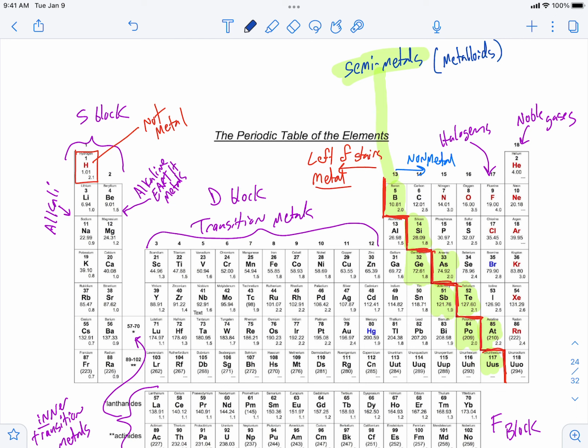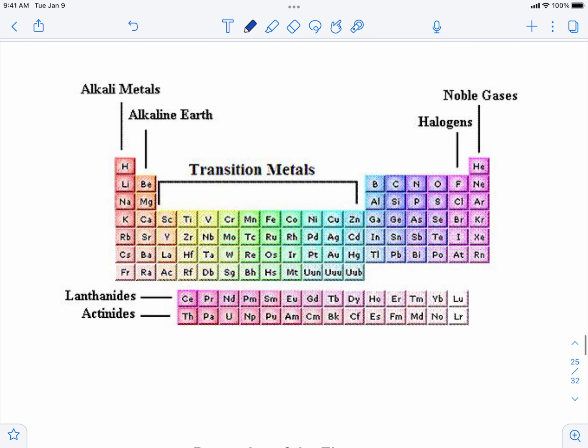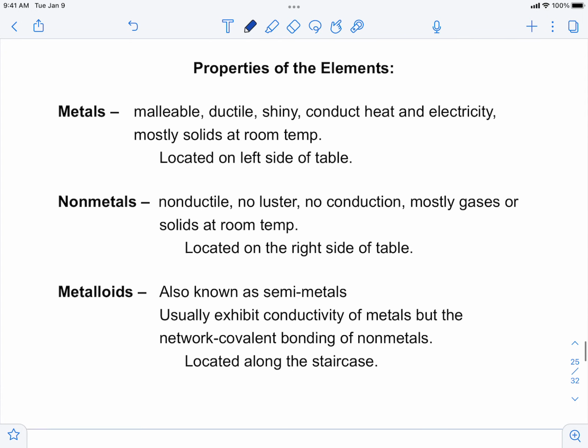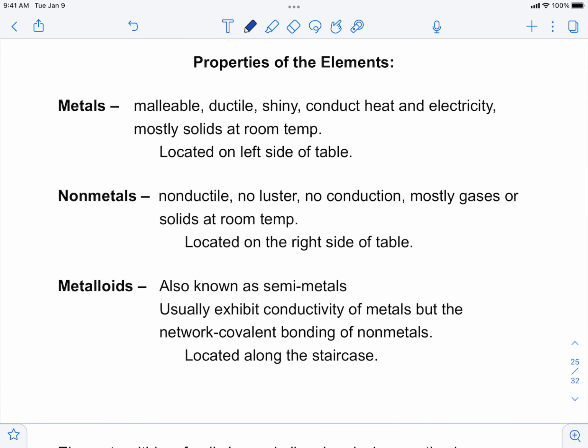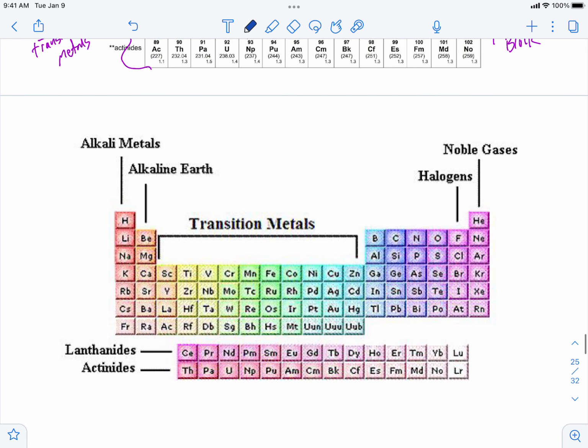Okay, so at this point, if I gave you a periodic table, could you label the alkali metals, the earth metals, the halogens, the noble gases, the transition metals and inner transition metals? Okay, all right. Here's another colorful picture. Okay, we're gonna pause here because we need to get into the lab.